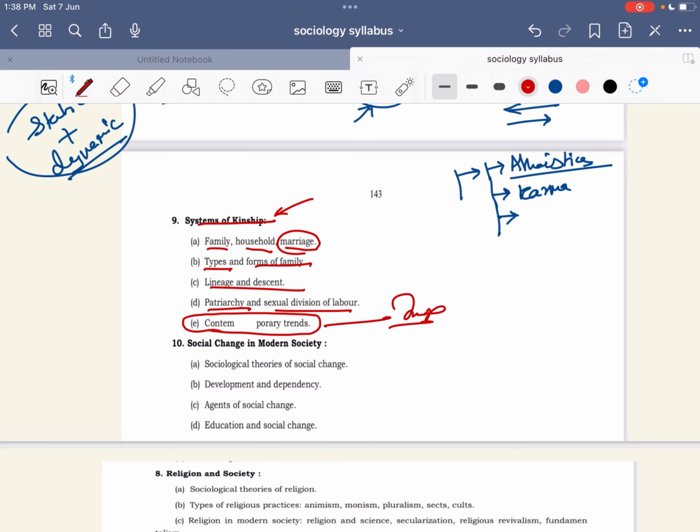Okay. What are the contemporary trends in the society which are based on this family, household, marriage? Understand? Now you are seeing in the newspaper nowadays that women are marrying men, and again they are doing divorce and taking very heavy money from their husbands. You understand? So this can also be an issue, and what is the effect on the family, household, marriage? So contemporary trends means what? What are the contemporary trends now as a law?